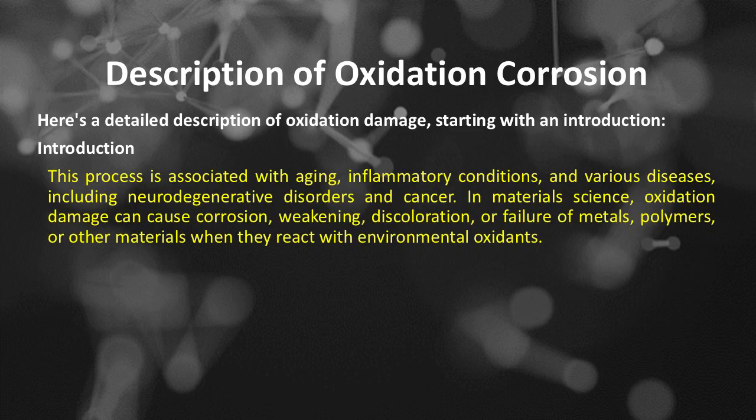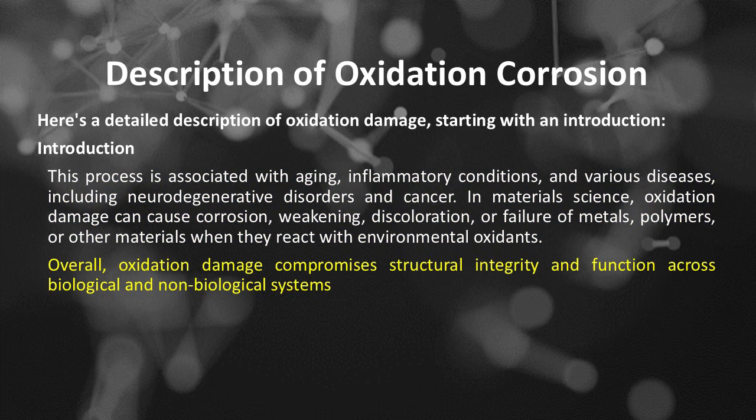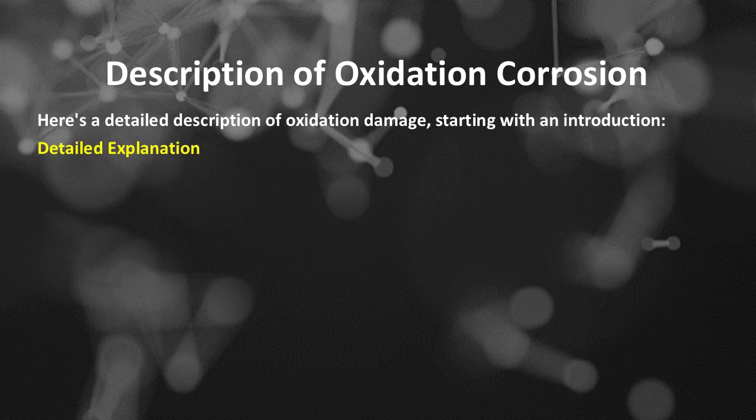In materials science, oxidation damage can cause corrosion, weakening, discoloration, or failure of metals, polymers, or other materials when they react with environmental oxidants. Overall, oxidation damage compromises structural integrity and function across biological and non-biological systems. Detailed explanation of oxidation damage. Number 1 is mechanism of oxidation.